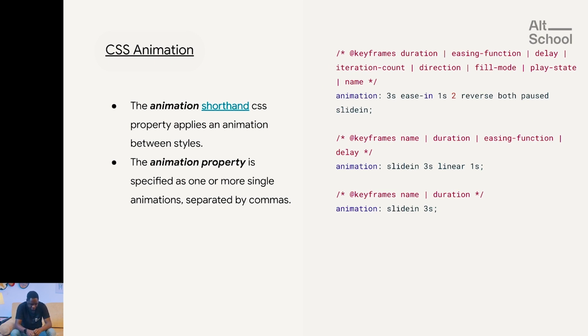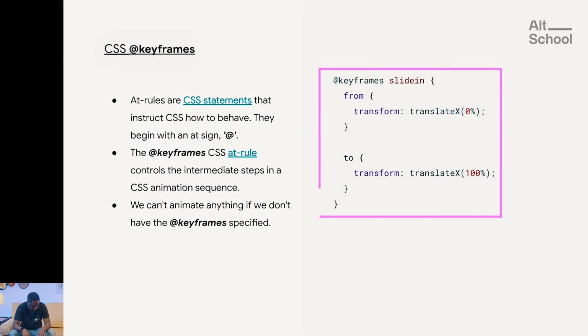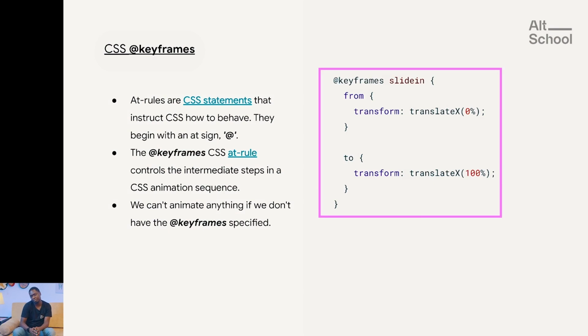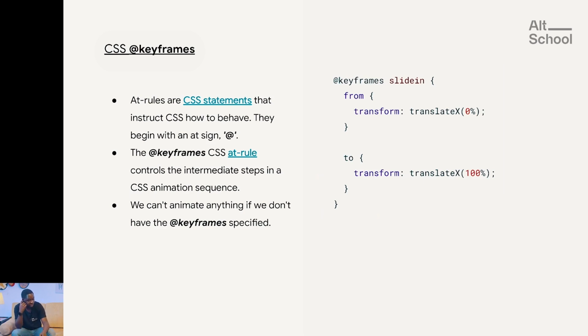You could also have different types of animation. In the second one, you can see we have sliding. Sliding is basically a type of keyframe. At-rules are CSS statements that instruct CSS how to behave. They begin with the at symbol, so how do you want CSS to behave, and transform the same to the HTML content being displayed. That's why we have @keyframes slide-in.